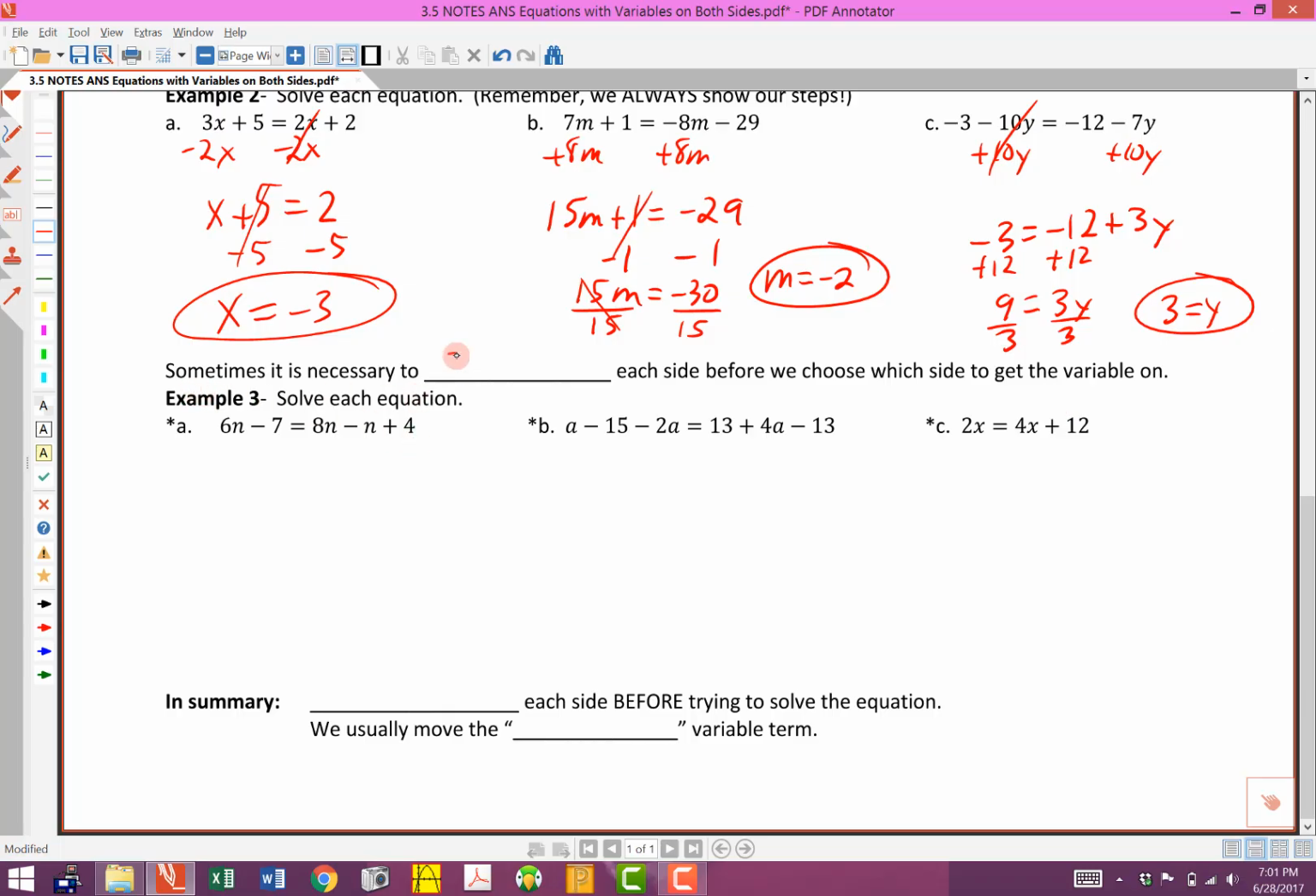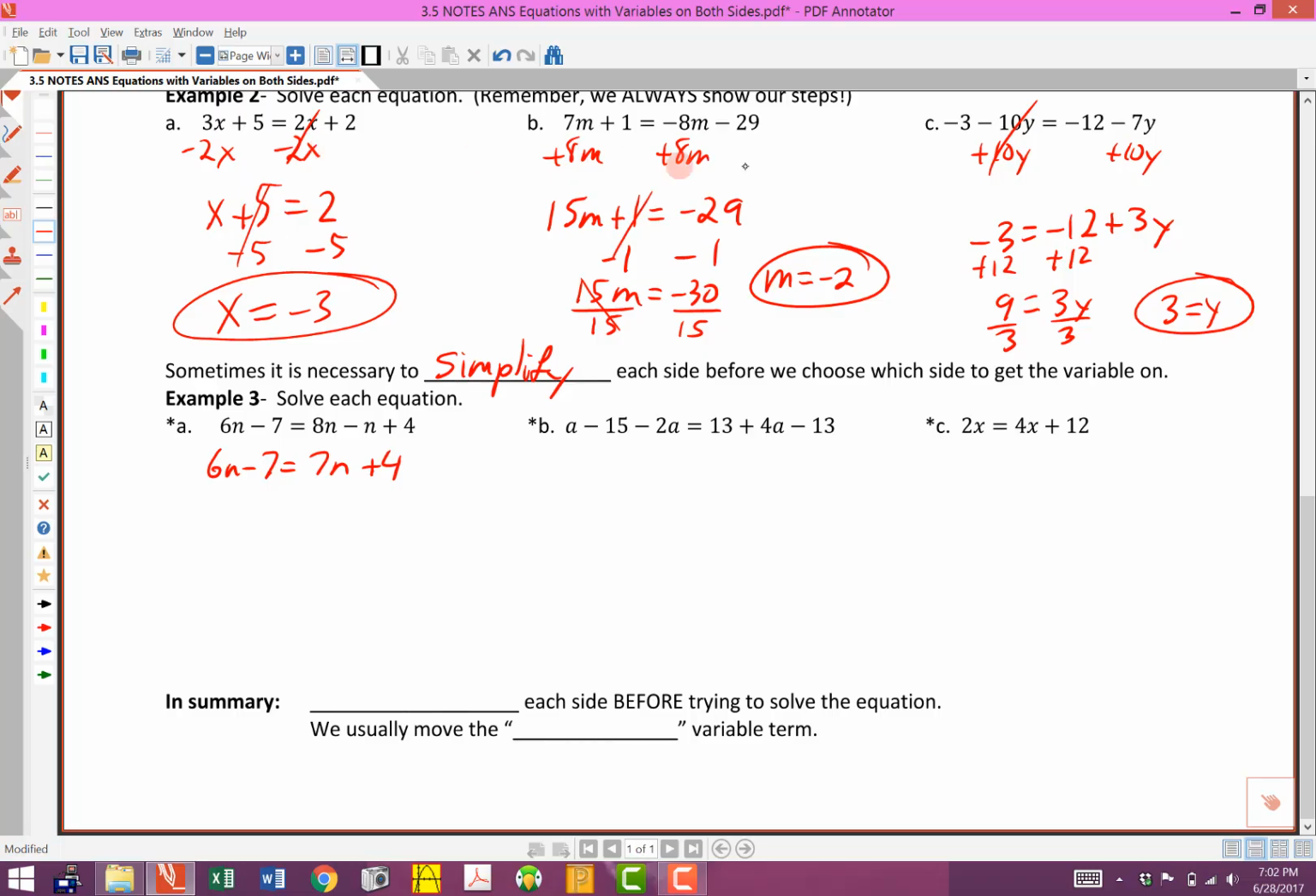So sometimes it's necessary to simplify each side before we choose which side to get the variable on. So you'll take a look here. There's nothing we can simplify here, but I'm hoping as I read through this you notice that these two are like terms. These both have a variable. So what we're going to do is, this side is simplified, so we're just going to write down 6n minus 7, and then let's figure out what this is right here. This is 8n minus n. So let's simplify that. 8n minus 1n would be 7n, and then this is going to be plus 4.